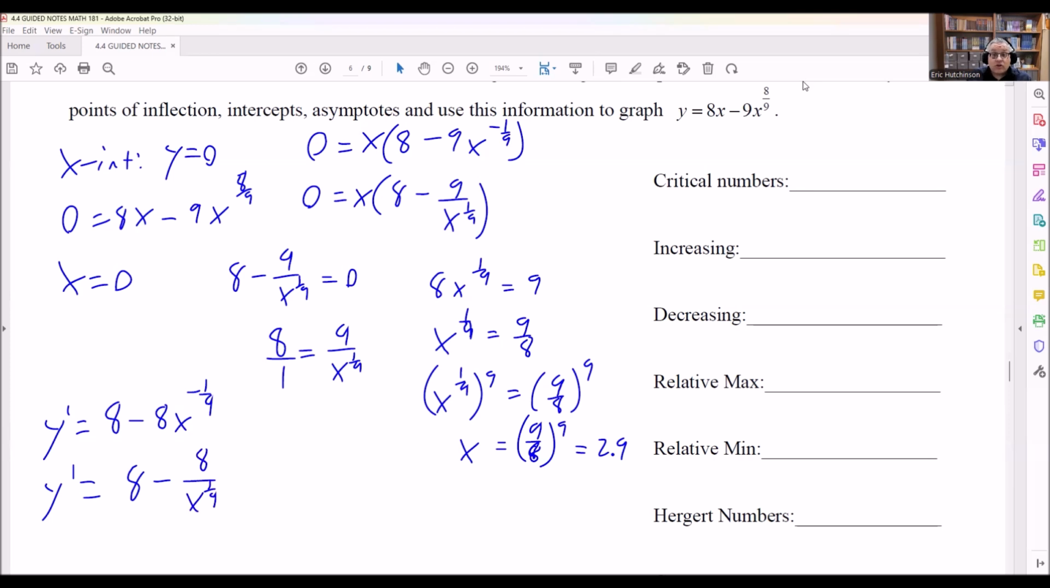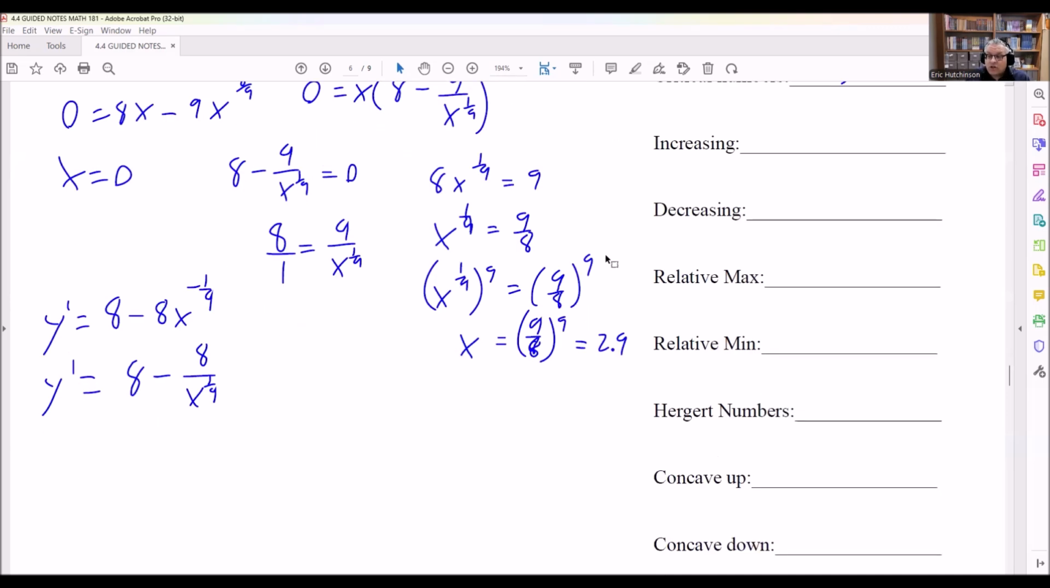Now, one thing we're going to notice right away here is that 0 makes the derivative undefined. So remember, when we're finding critical numbers, there's two things we look at. First, we look at where the derivative is undefined, and that's going to give us one of our critical numbers, 0. The other way we find critical numbers is by setting the first derivative equal to 0. So we're going to continue with that.